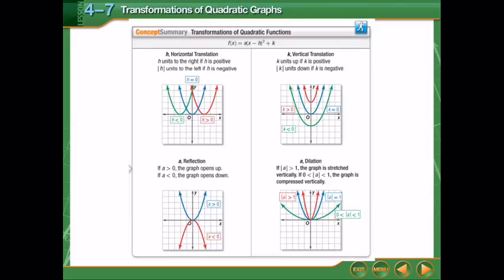The value of A determines how wide or narrow the graph is. And when A is greater than 1 or a bigger number, then it's actually going to be a very skinny graph. When A is a fraction, it's going to be a very wide graph. So it does kind of the opposite of what you would think.